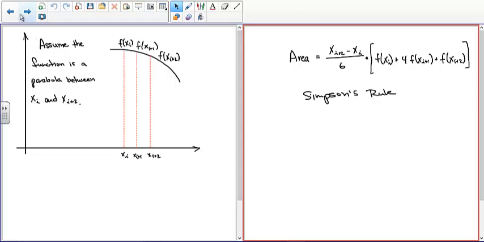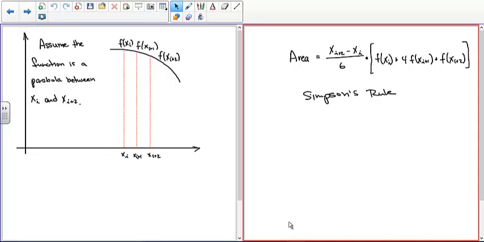So there are other more complicated ones. What you end up doing is your approximation within a small interval is closer to the actual function, but the equation for evaluating becomes more complex, and that's the balance you have with numerical integration techniques.